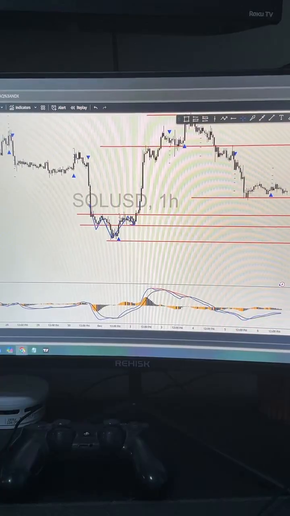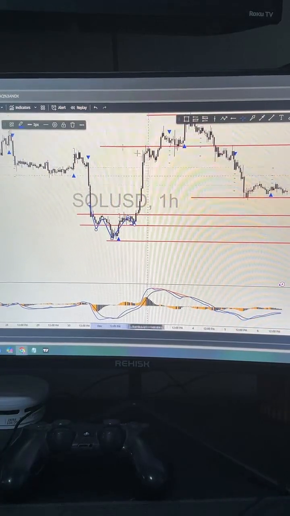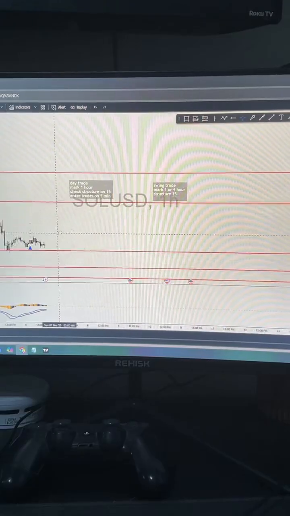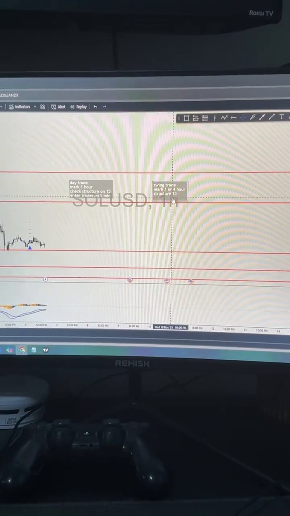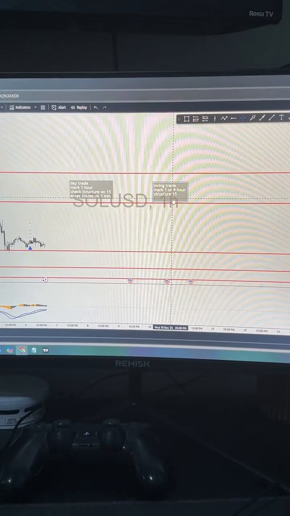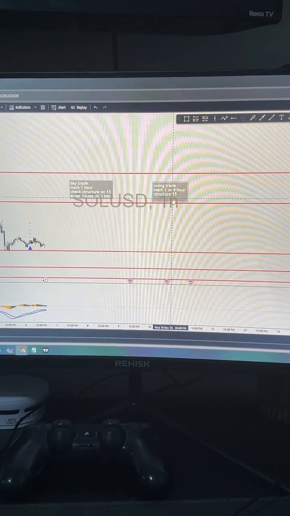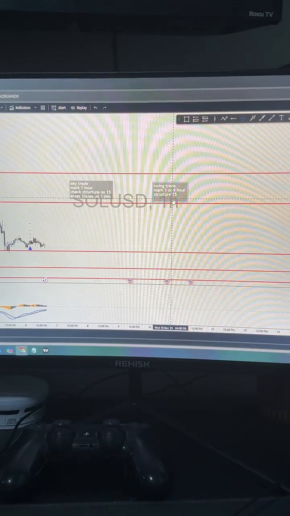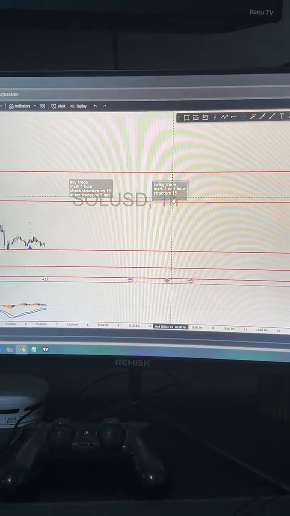So that is the basis of swing trading. Structure on the 15. If you still want to enter on a 5-minute, you really can do that. But that's basically just how you trade.